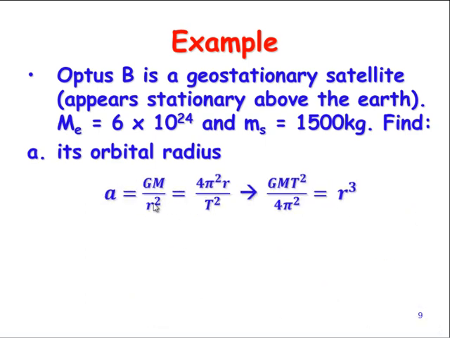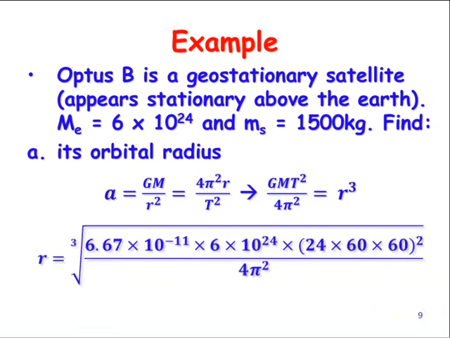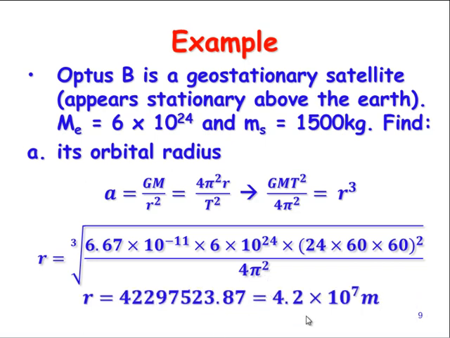So g equals GM over r squared, which equals 4 pi squared r over T squared. By using two equations and rearranging them, we can manipulate it to find an unknown based on the information we have. We have the mass of the Earth, we have the period, and we're after the radius. By substituting in the information we do have, we can make that calculation. Taking the cube root, there's G, there's the mass of the Earth, there's the period in seconds over 4 pi squared, and we get a radius of about 4.2 times 10 to the 7 metres, so fairly high up.